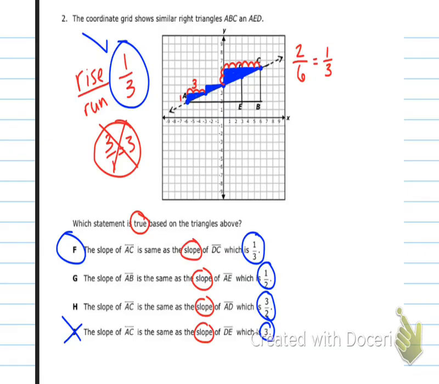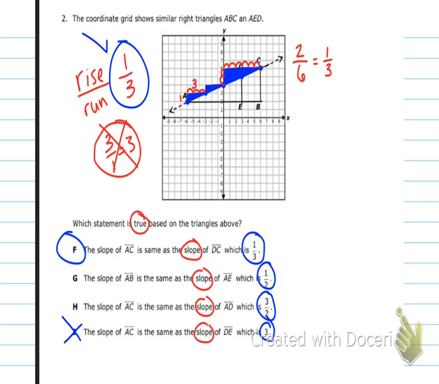So it doesn't matter which 2 points. Any 2 will work. If you get a bigger rise over run, you simply just simplify it, and it's really the same. So we're going to go with F on this one. Okay, just be careful with all this wording. You really do want to be careful with what it's saying.